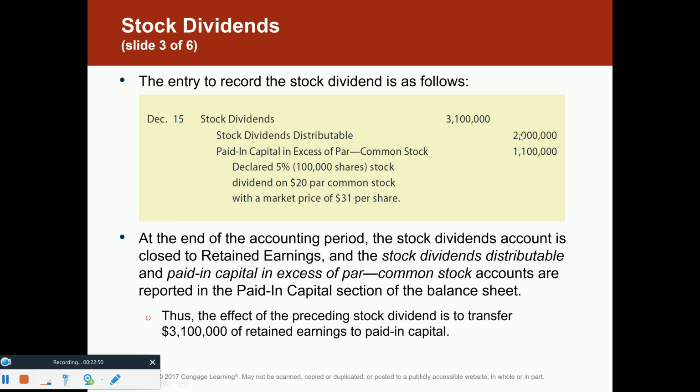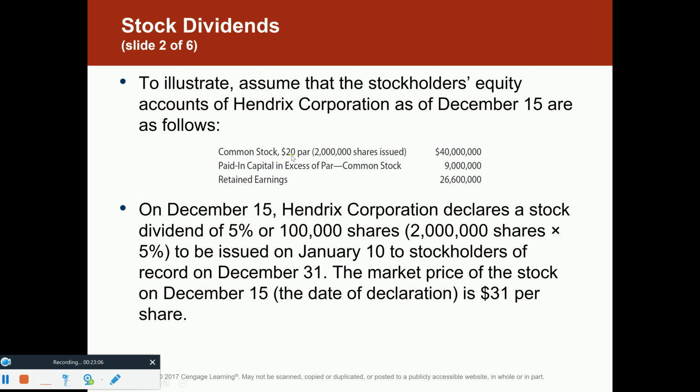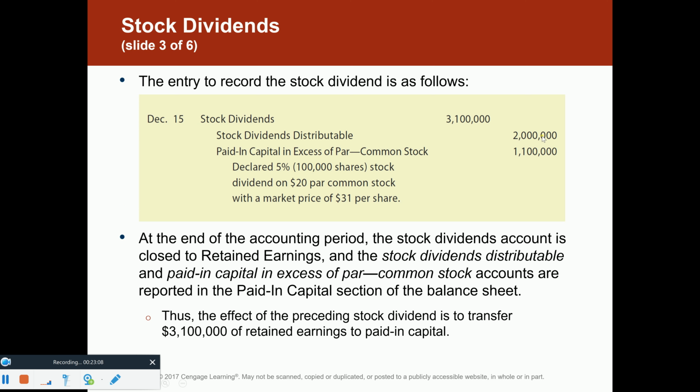This is only a holding account until we actually physically distribute the shares. This is limited to the number of shares issued, which is 100,000 shares. All right, 100,000 shares times par value. And the par value was 20. All right, I'm sorry, was it 20? Yep, 20. All right, that's where you get the $2 million. 100,000 shares times $20 par value. Anything above and beyond, in this case, it's 1.1 million, is going to go into the paid-in capital in excess of par account. That was on December 15th, the entry to record the dividend.